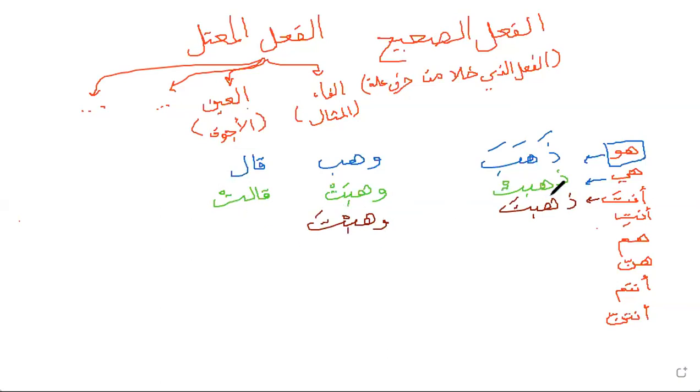Wahabta. Anta qulta. Anta qulta. Where is the alif? Where did the alif go? Qala, qalat, all of a sudden qulta. Why not qalta? Iltiqa' al-sakinayn. Thank you. Sukoon on the alif and sukoon on the lam. The two sukoons meet, so you drop the weak letter, which is the alif. Therefore, it becomes qulta.